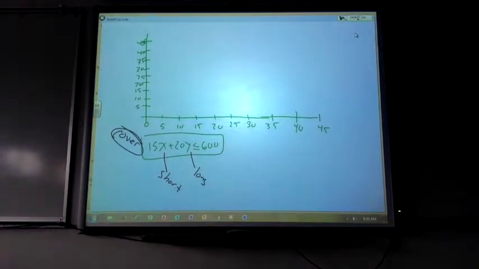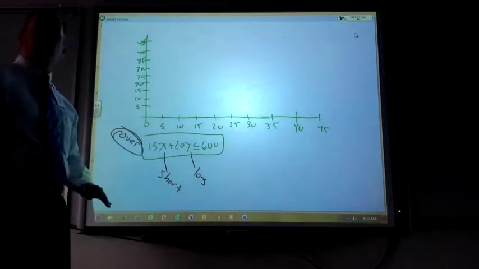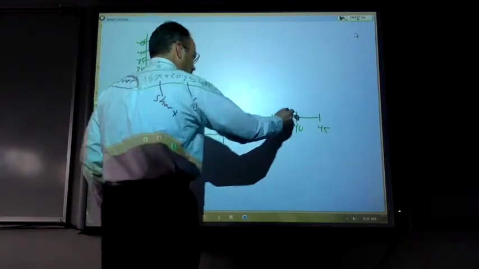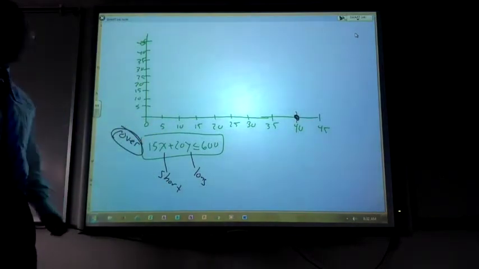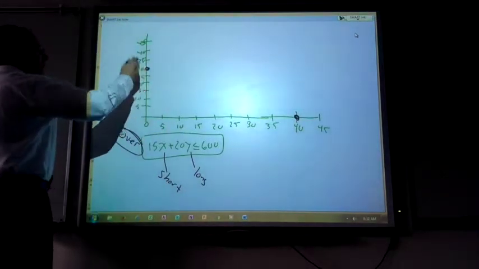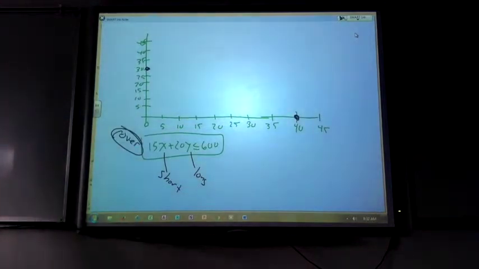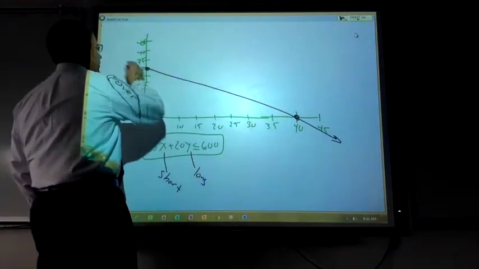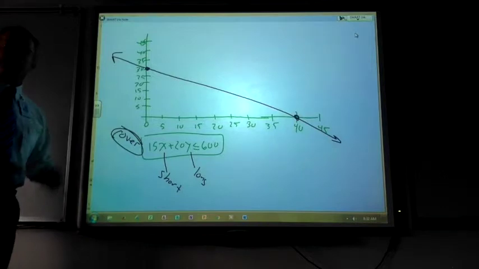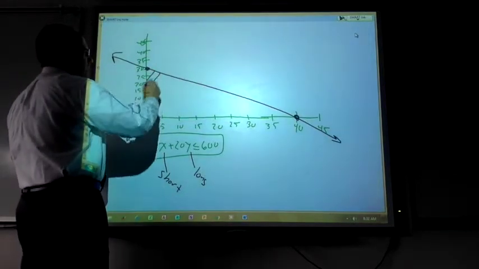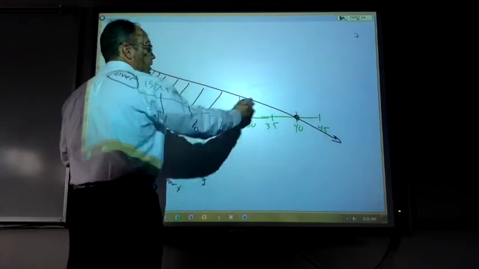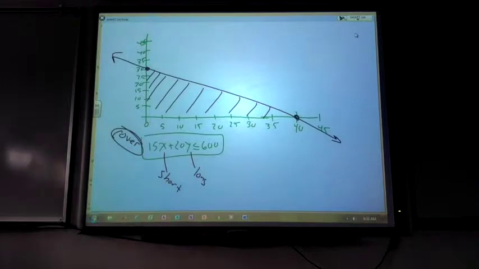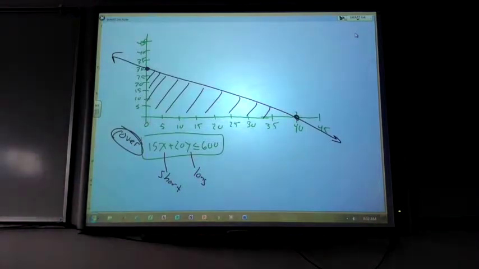All right, so if I were to use the cover method and I had 15x equals 600, is what? 40? And if I were to cover this, 20y equals 600, which is 30. Is it a solid or a dotted line? Solid. Okay, now, anything below this line is your shadable region. Okay? But again, I'm not coming all the way down into the negative region because I'm not going to have a negative amount of advertisements or time.